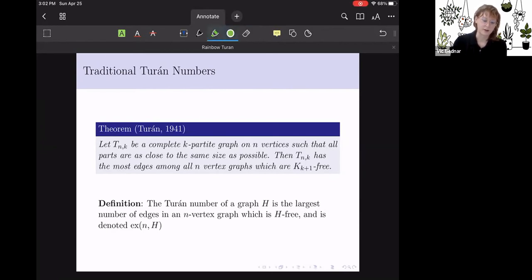As a result of Turán's theorem, extremal graph theory took off, and we formally defined the Turán number of a graph, which is a generalization of this concept, as the largest number of edges in an n-vertex graph which is H-free. We denote that number ex(n, H), for the extremal number on n vertices which avoids an H subgraph.